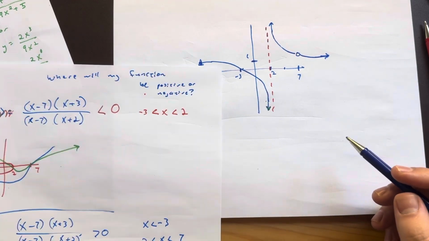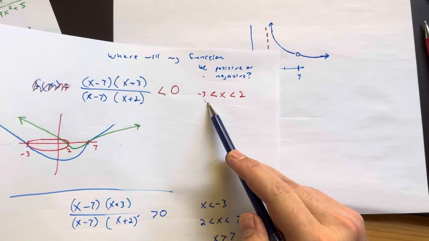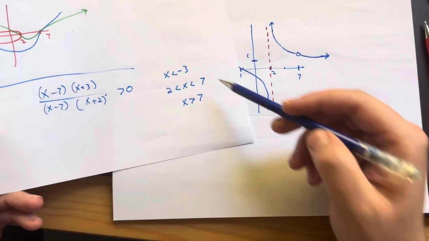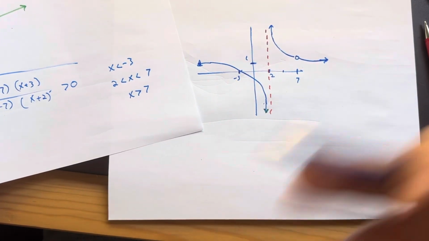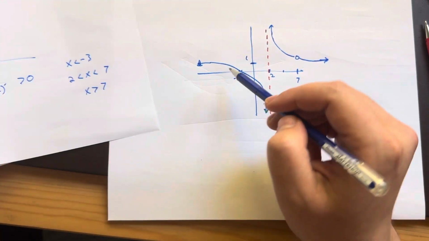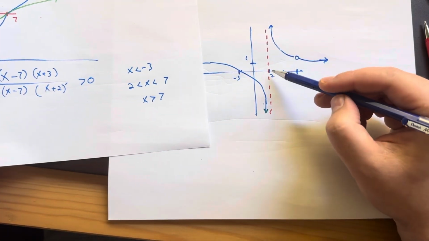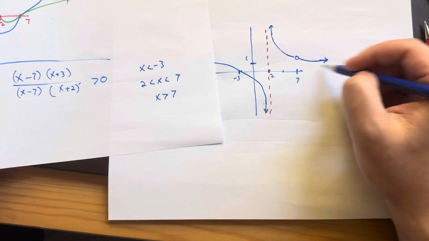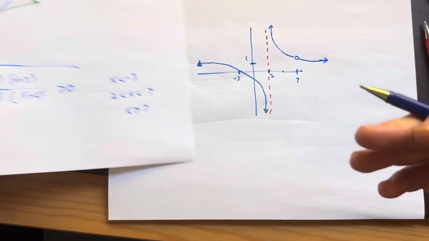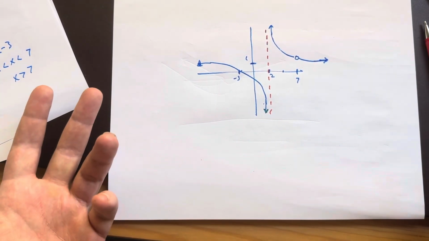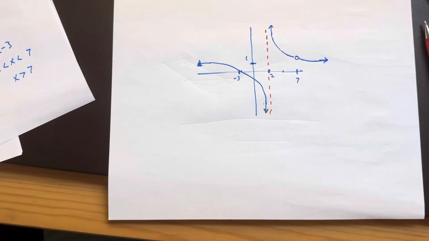And just to verify, my graph is only really negative from -3 to +2. Everywhere else, my graph is positive. To the left of -3, positive. In between 2 and 7, positive. After 7, positive. That's actually not bad. If we look, it's not too far from the actual graph if you were to pop this into Desmos.